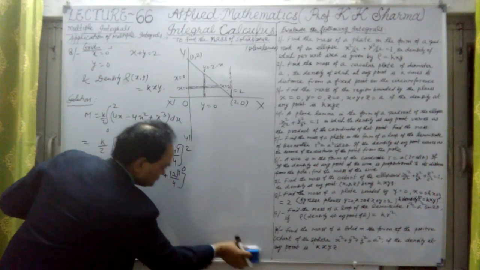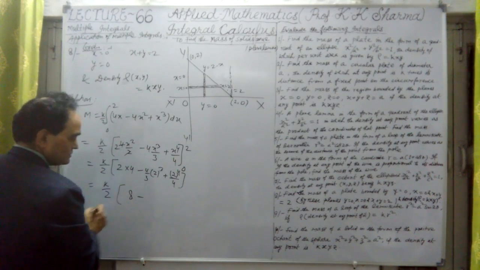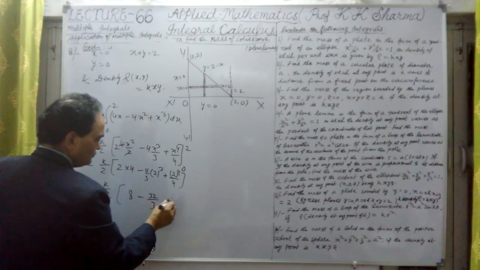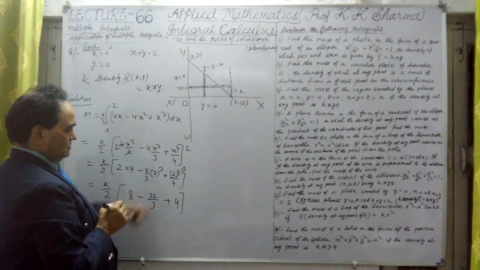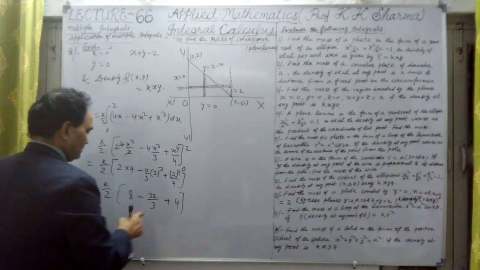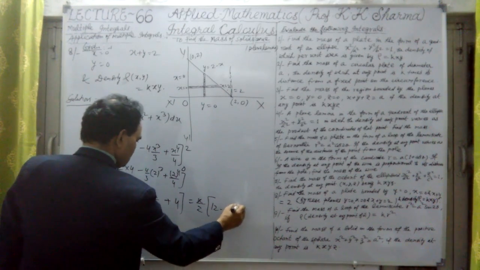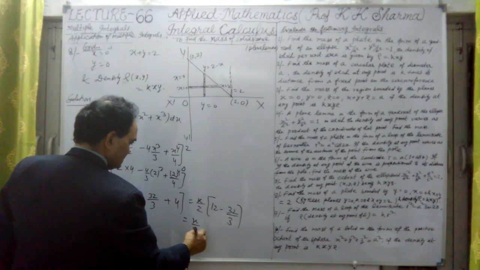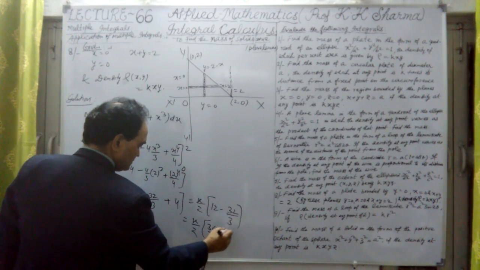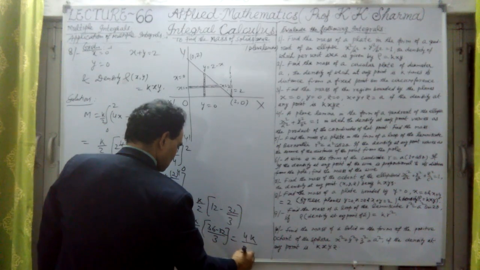It will give us the final answer as k upon 2, right? This is 8 here, minus 32 upon 3, plus 2 to the 4 upon 4 means 16 upon 4, which is 4. Okay, now 4 and 8 is 12, it will be k upon 2 into 12 minus 32 upon 3. If I take LCM 3, 12 times 3 is 36, 36 minus 32 upon 3, that means 4 upon 3. 4 upon 3 is 4k upon 2 into 3.